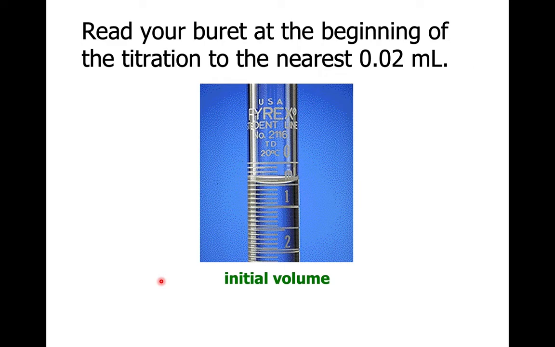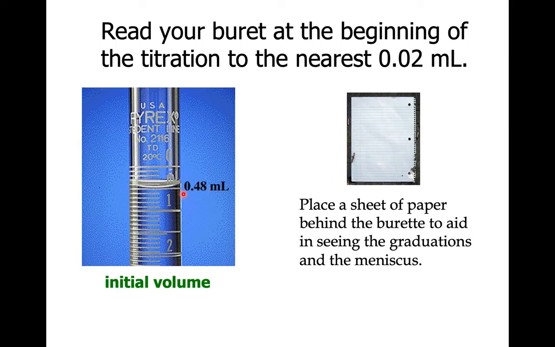Let's talk a bit about how to read the burette again. Read your burette at the beginning of the titration to the nearest 0.02. This does not have to be exactly at 0.00. It's a waste of time to try to get it exactly there. Anywhere between, say, 0 and 1 is a good point, because you're going to read it. So here in this example, it's 0.48 mLs, so close to half of 1 mL. And that's going to be our initial volume.